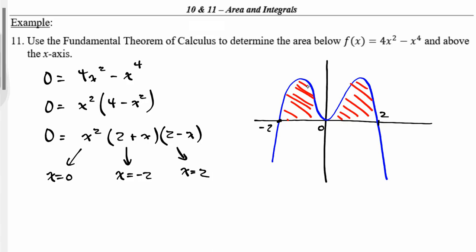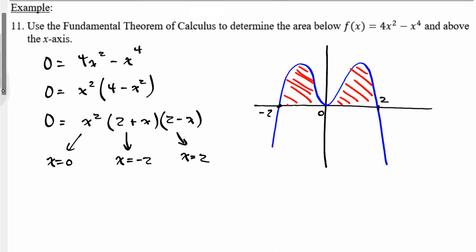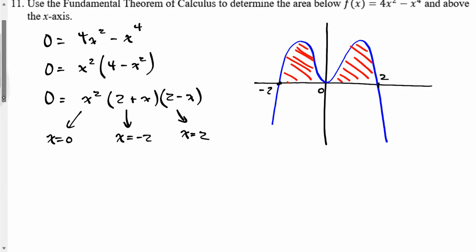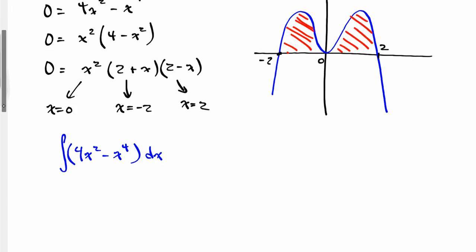So you want to find that area. So we'll do the integral of 4x squared minus x to the fourth dx. Reminder, you have to have those brackets. And the bounds.